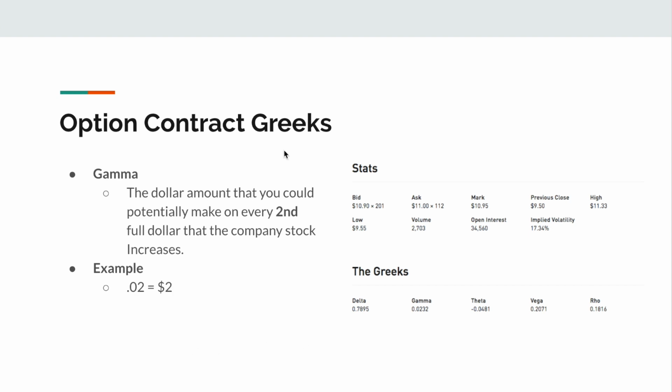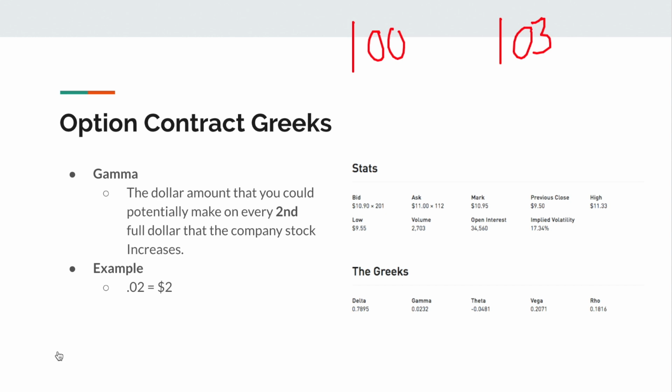Gamma is for every second dollar move, so the gamma does not kick in until the second dollar. I forgot to mention this earlier, so let me mention it now. Let's say the stock has moved up from 100 and now it's sitting at 103. The stock has moved up three whole dollars. What does that mean for you? How much money are you making?